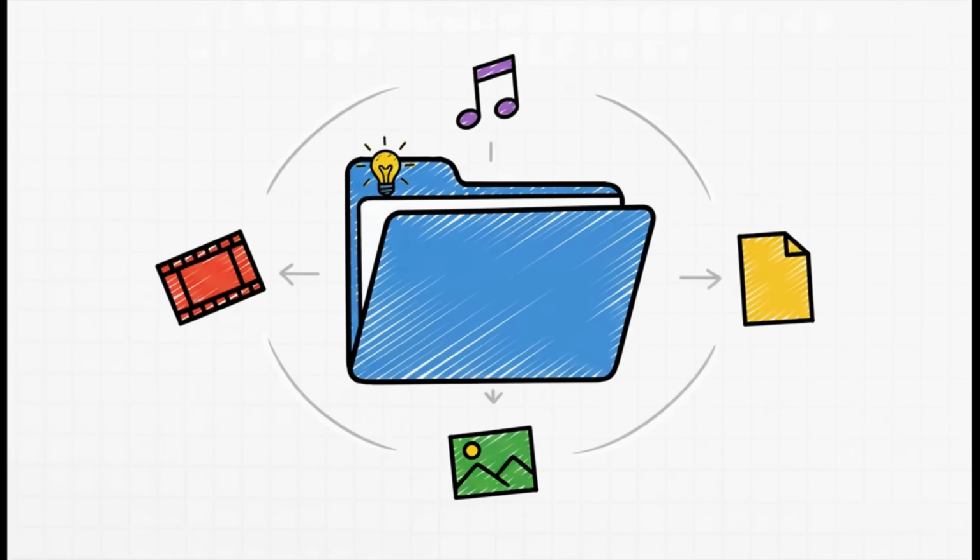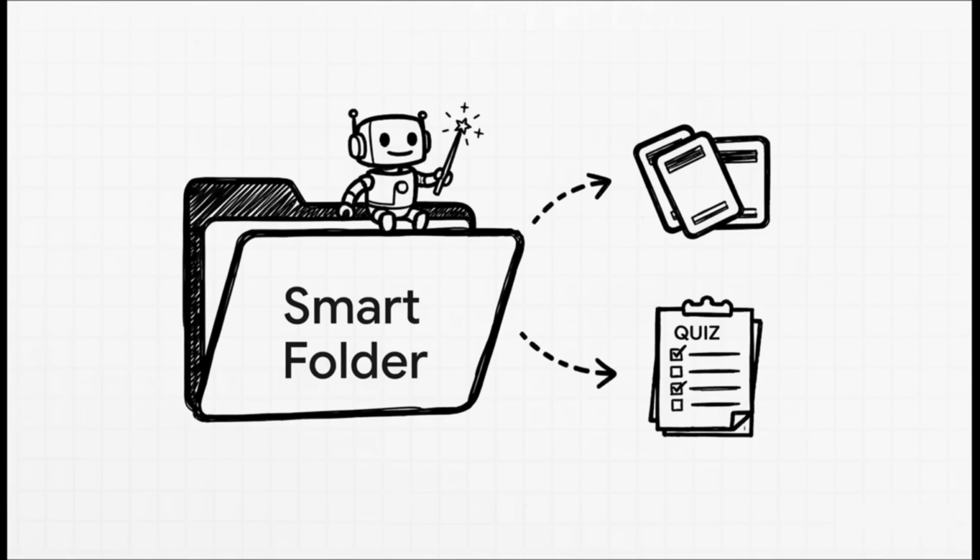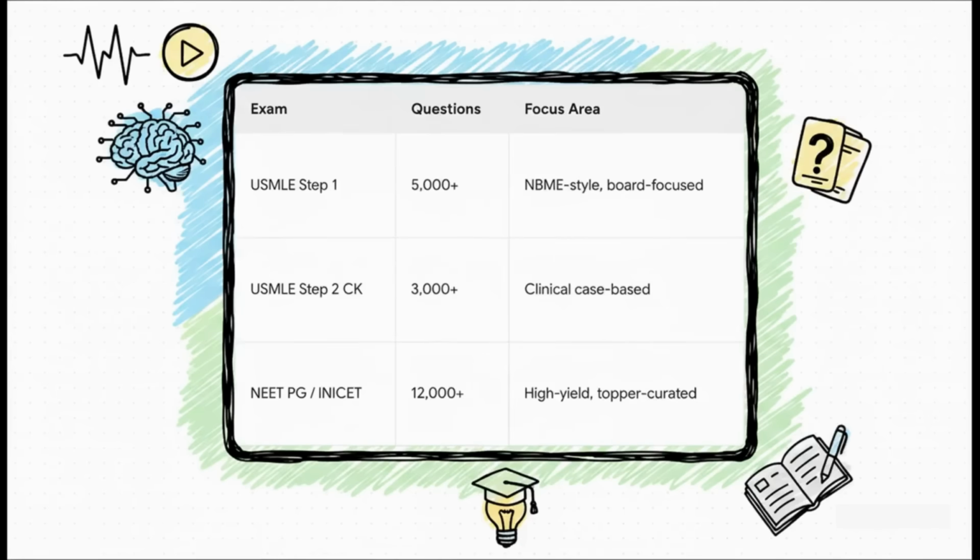Okay, so where does all this magic happen? In Smart Folders, your new intelligent study hub. Just save your notes, images, or videos, and the AI automatically makes study materials for you. Plus, you get huge question banks for exams like USMLE and NEET PG with board-style clinical cases.